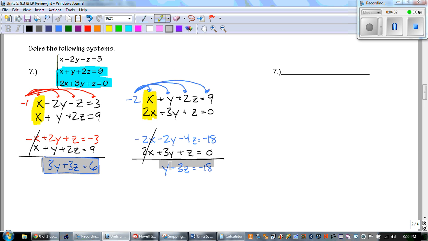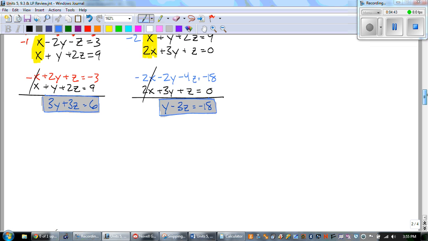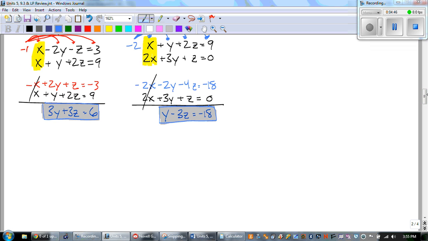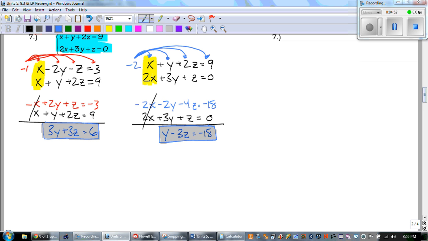So once again, we got the x's to cancel. And there is my new equation. Now that I've got those two equations right there, I'm going to combine them together. So we have the 3y plus 3z equals 6, and the y minus 3z equals negative 18. Now, I want to cancel the y's.